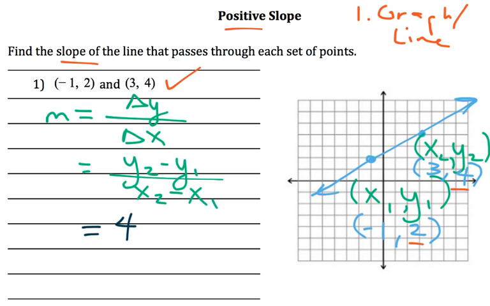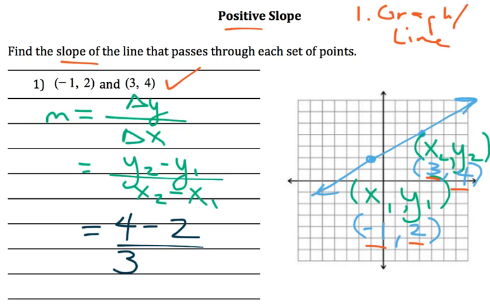Y sub 1 is 2. So I'm doing 4 minus 2. That's just the numerator of this fraction, over x sub 2 minus x sub 1. By labeling it this way, I've really discouraged that I'll make a mistake, and I will guarantee that I keep it in the same order.